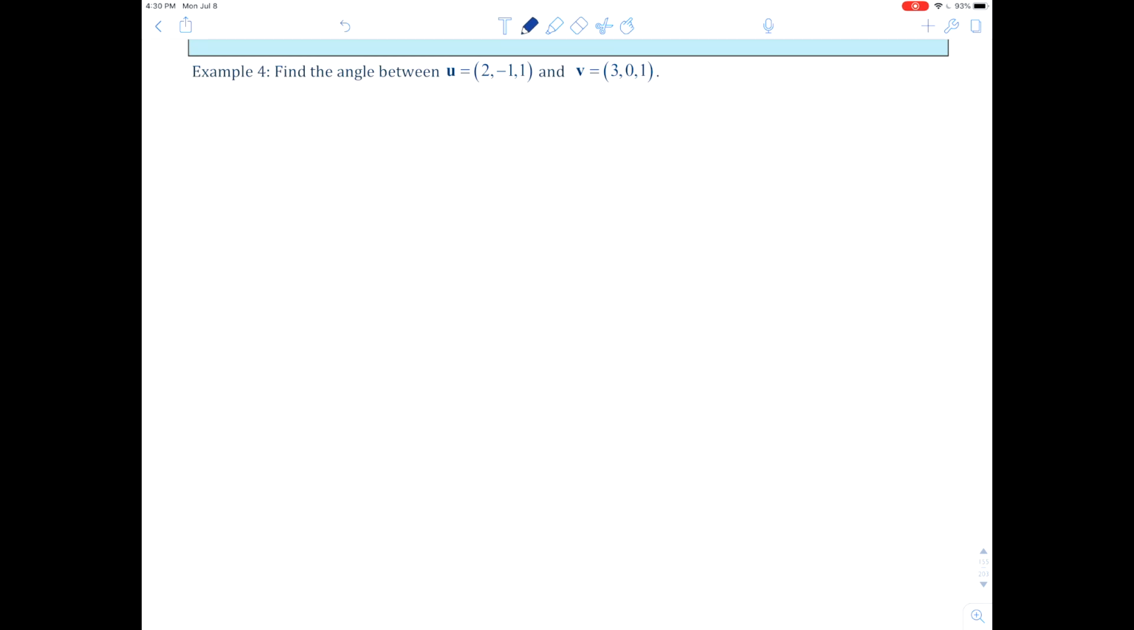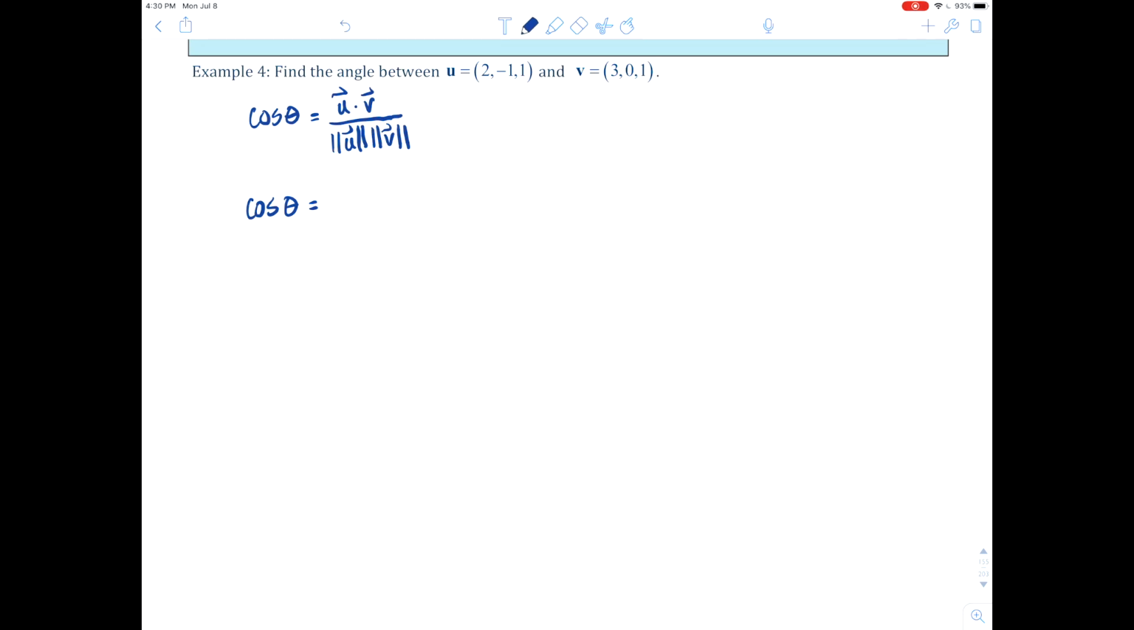negative 1, 1, and v equal to 3, 0, 1. So let's write this formula so we remember it. Cosine theta will be u dot v over the magnitude of u times the magnitude of v. Keep your cosine theta going. A lot of times people forget to solve that at the end.